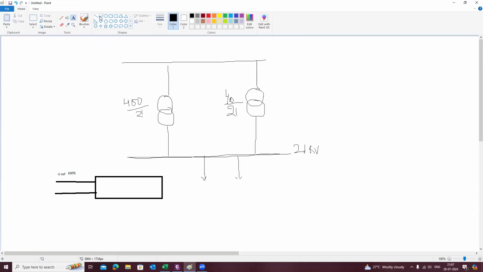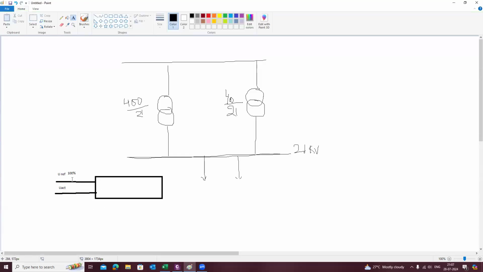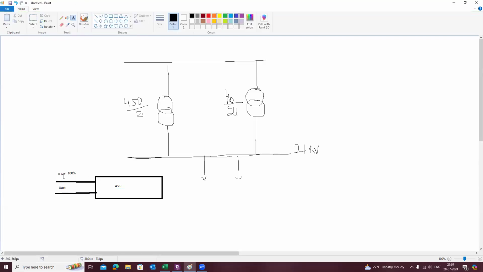Then there is another feedback that is called U actual. That means this is the actual generator output voltage. So how will the AVR function? It will compare both the reference value and the actual value. This U actual is directly taken from a PT, or potential transformer, at the output of the generator, which is used to measure the terminal voltage of the generator. Through that PT, we give the input to the AVR, right? So U reference is the set point to maintain the generator terminal voltage, and U actual is the feedback taken from the generator output.